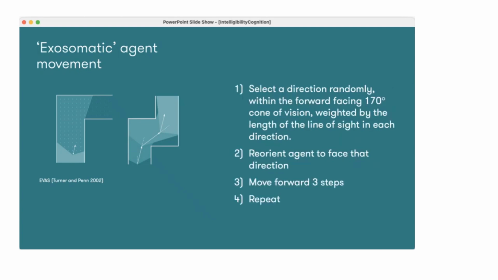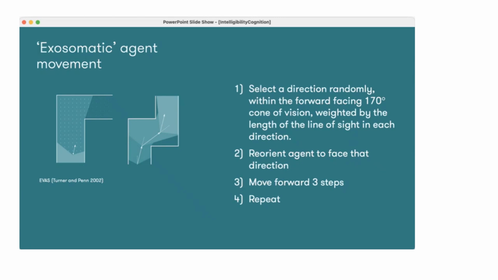They take a look. They have a field of vision of 170 degrees, which is pretty close to our own field of vision. And they can see different distances in different directions, of course, based on the isovist. And they make a choice, a random choice, but weighted by the length of the distance they can see in all directions. So if they can see much further in front of them than to the side, they're more likely to walk forward. If they can see much further to the left, they're more likely to walk to the left, and so on. They can walk anywhere.